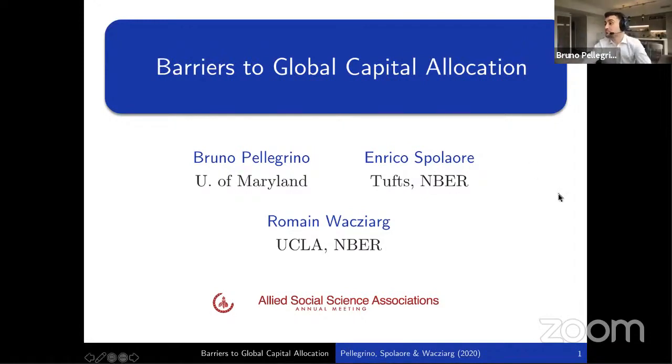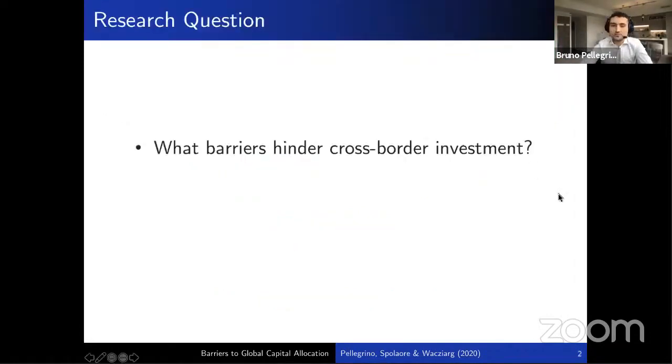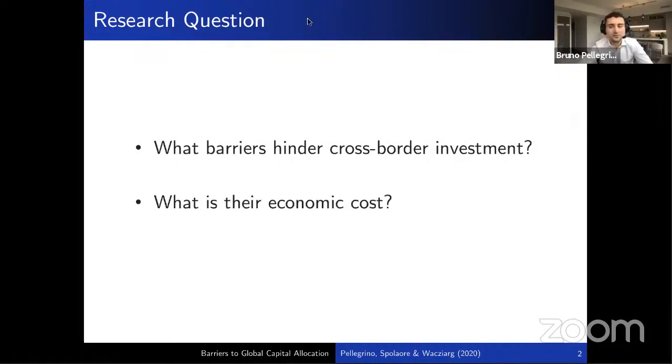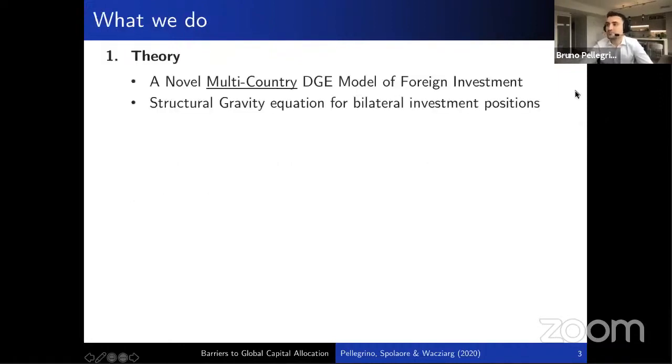So today I'm going to be presenting some new work with Enrico and Romain, who are also joining us for this session. The research question that we want to address is: what barriers hinder cross-border investment? This is going to be about foreign investment rather than trade. And if there are some barriers, what is their economic cost? So what do we do to address this question?